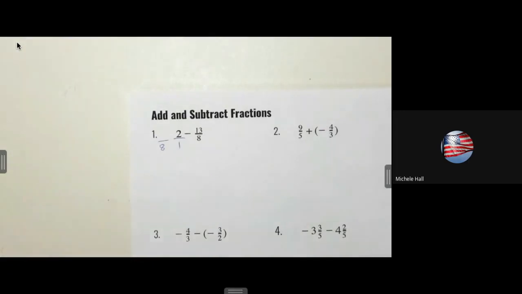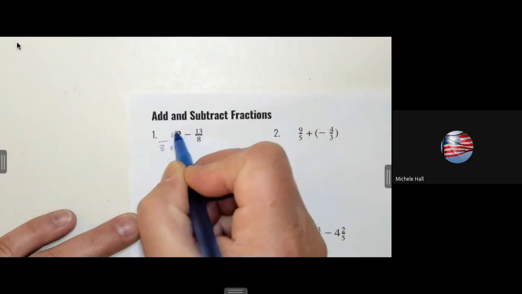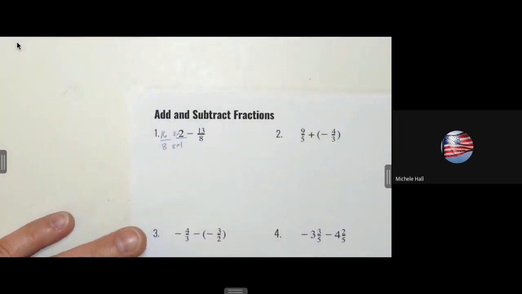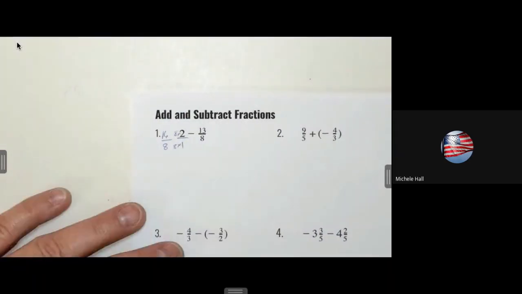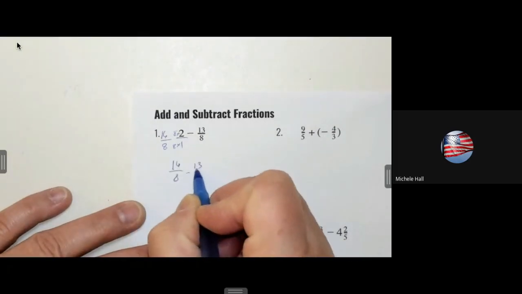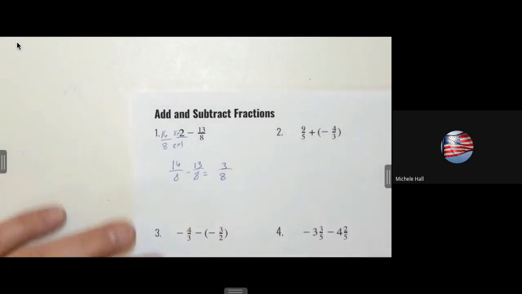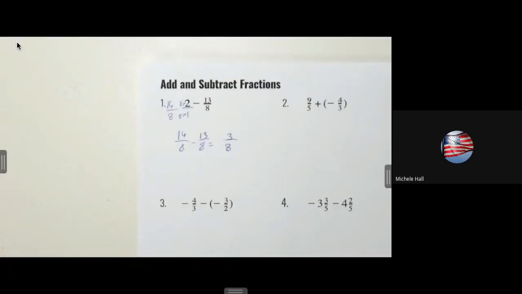Show yourself you're multiplying. 1 times 8 was 8, so 2 times 8 is 16. And then 16 eighths minus 13 eighths equals 16 minus 13, which is 3 eighths. That you knew how to do. I'm curious what you think about number 2.